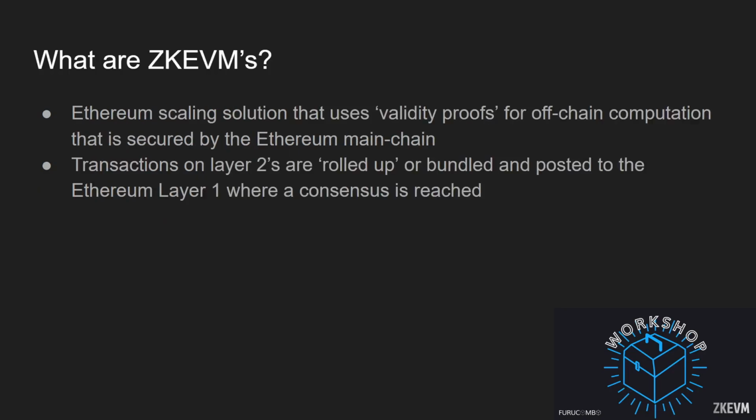ZKEVMs are basically an EVM network that uses ZK technology. It's a scaling solution that uses validity proofs for off-chain computation, and that's secured by the Ethereum main chain. So the transactions on these ZKEVM networks, or on these layer 2s, are rolled up or bundled and posted to the Ethereum layer 1, where the consensus is reached.